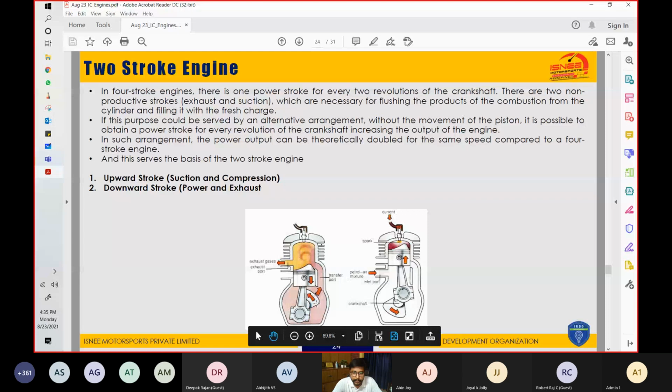Like there is a piston, there is a connecting rod, there is a crankshaft, there is the cylinder block, cylinder head, crankcase. Everything is almost similar. There are a few things like the cams, camshaft, and valves and valve train. They are not present. So we will see with the help of the animation how these two strokes happen.